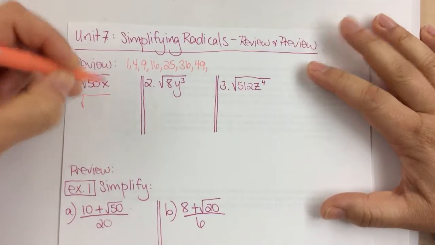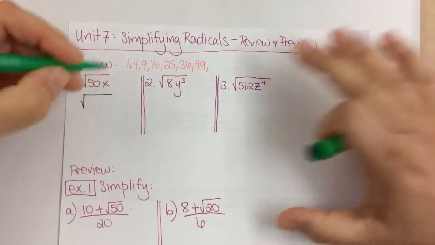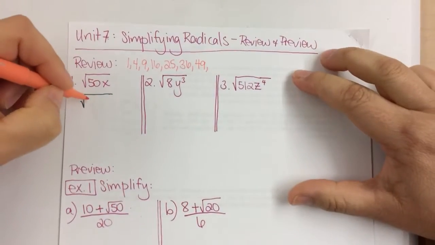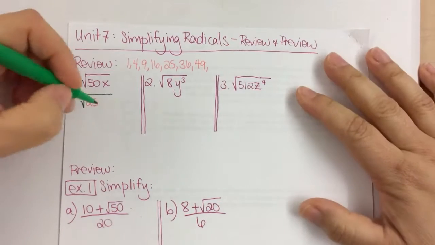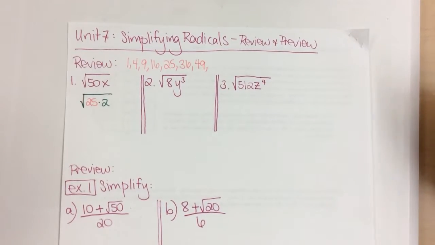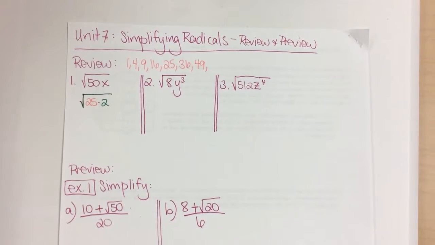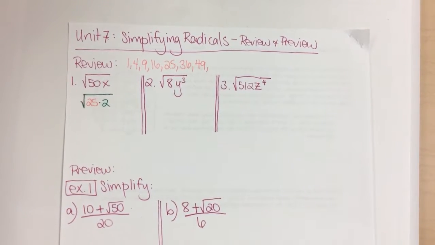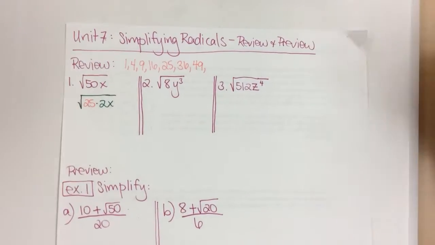So I'm going to break this up. Actually, let me color code this for you. The perfect square that I'm using is 25, and 25 times 2 is what makes 50. And then now x is just x. There's no perfect square that goes into that. That's not anything times itself. So we're just going to leave the x hanging on for the ride underneath the radical.